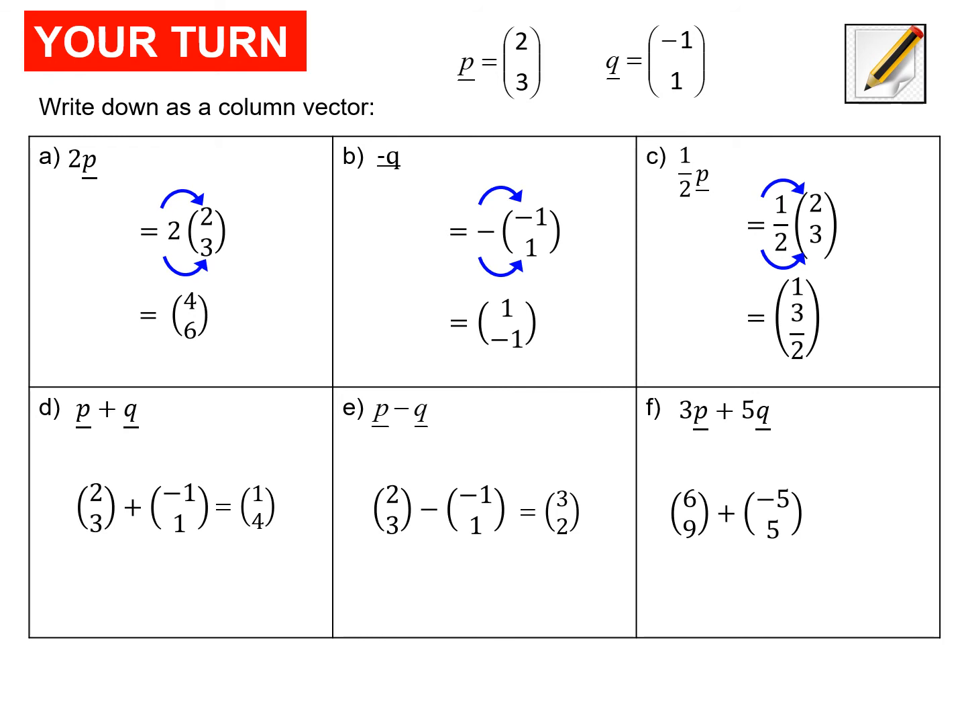The last example then, we have 3p add 5q, so we need to times p by 3. So 3 times p is (6, 9), and we need to multiply q by 5. So we have (-5, 5), and then work out what our total is here. So our resultant vector is 6, take away 5, which is 1 at the top, and 9 add 5, which is 14 at the bottom. So we have a resultant vector of (1, 14).